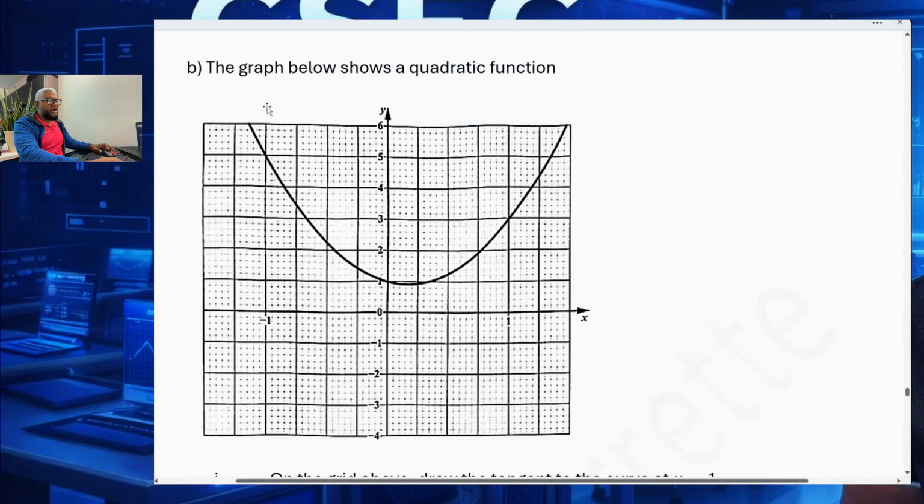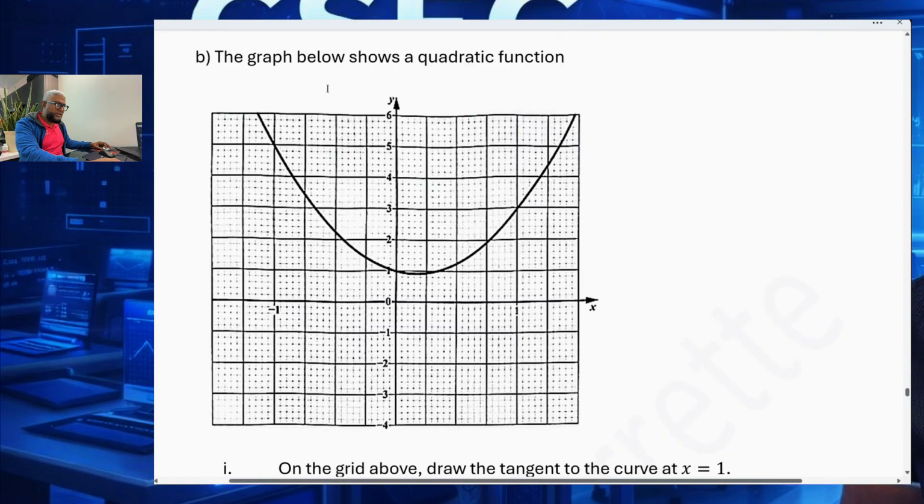Part B. The graph below shows a quadratic function. You realize this curve does not cut through the x-axis, so there are no x-intercepts, right? But we see one fact here. What's the one fact? One clear fact is that the y-intercept is what? 1. That's the only clear fact, because I still kind of don't see the minimum point clearly here, right?